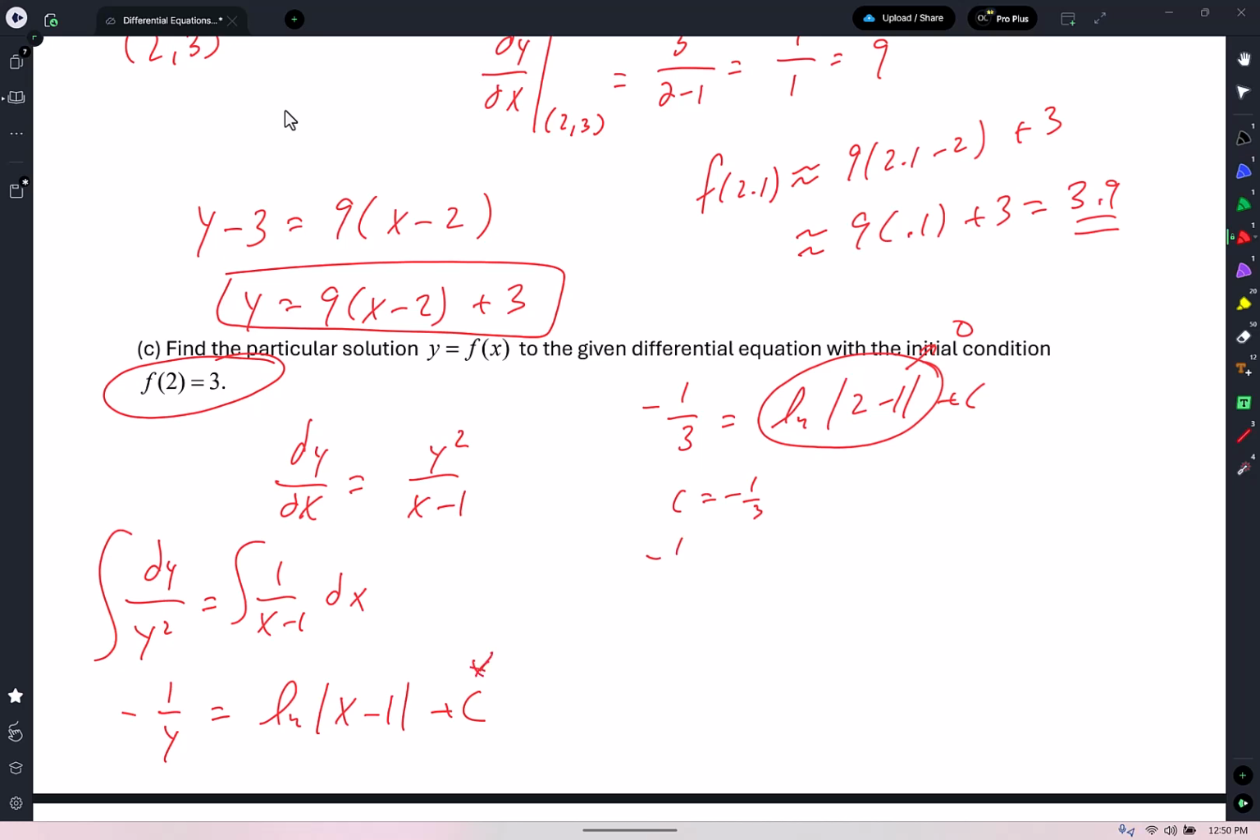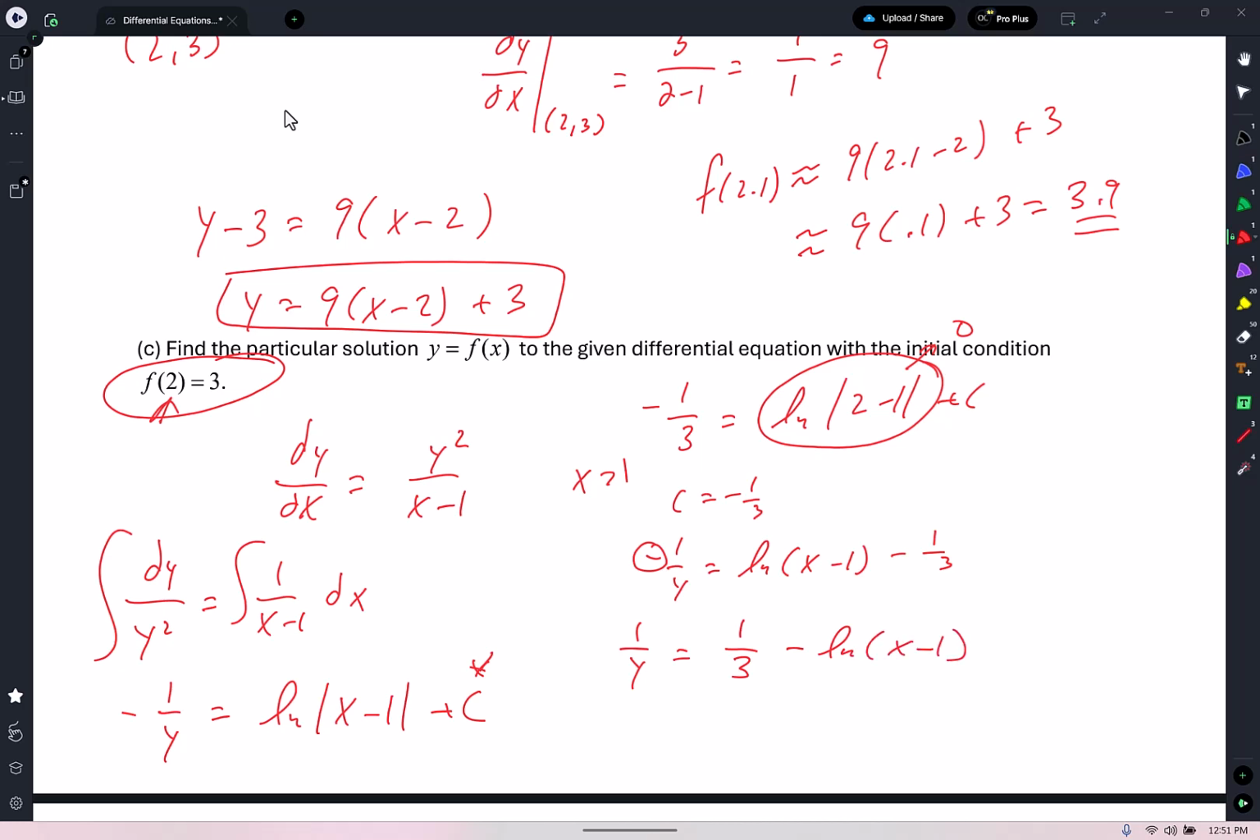I'm going to come back to this one right here. And I'm going to go negative 1 over y equals ln, and because x is greater than 1, see, x is 2, we can just drop the absolute value because it's going to be positive anyways. x minus 1 minus 1/3. And move the negative to the other side. Get rid of this negative here. So 1 over y equals, and then you're going to have a negative in front of that ln, and that 1/3 is going to turn to a plus. So I'm going to write the 1/3 first, minus ln of x minus 1. And then just flip it.